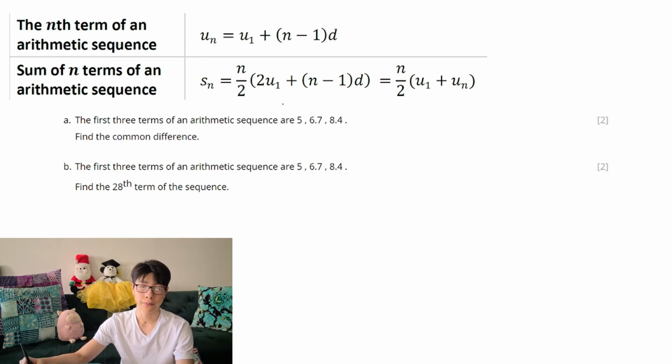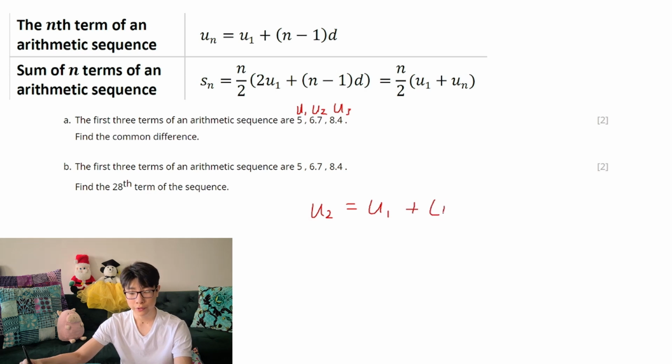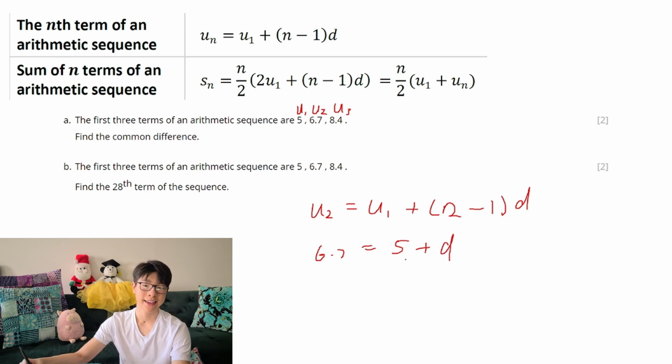So if we want to use this equation, let's say this is u1, then this must be u2 and this must be u3, because it's an arithmetic sequence and it's the first three terms. Let's take u2 for example. So un, or in this case u2, equals u1 plus 2 minus 1 times d. We know what u1 is, and we also know what u2 is because they were given in the question, so we can just substitute this. 2 minus 1 is 1, 5 plus d, okay? And we'll find that d is 1.7.